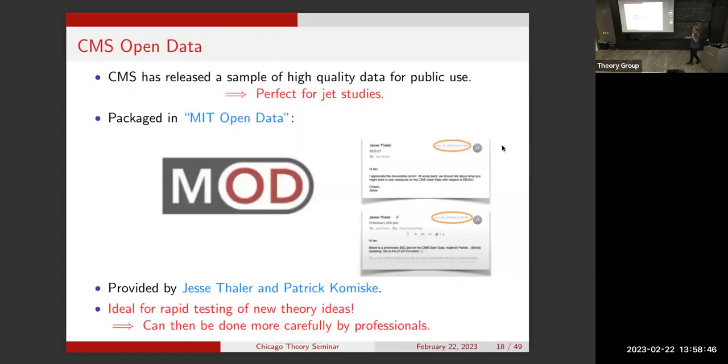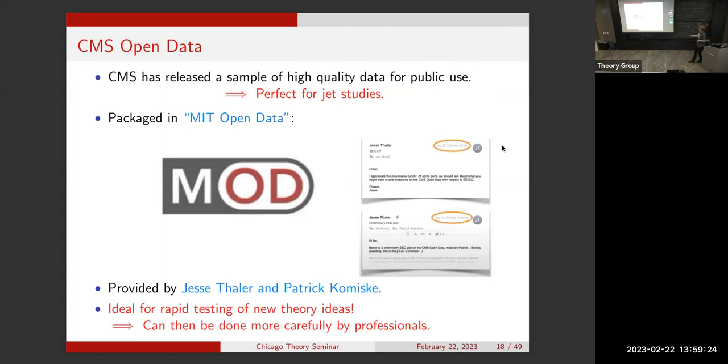Just as an aside, in the remainder of the talk, I will show actual plots of these correlators on LHC data. The way that we're able to do this is because CMS has released some amount of data, which has been repackaged in a form that is possible to use, under what is called MIT Open Data. This data is not useful, for example, if you want to search for the Higgs, but if you just want to look at QCD jets, which are in every event, it's extremely nice. And so it really allows one to rapidly test these theory ideas.